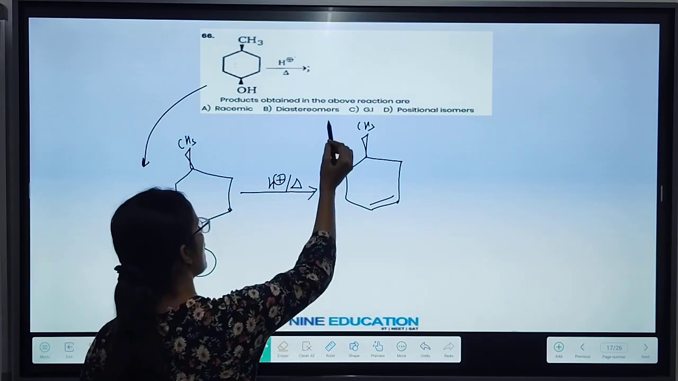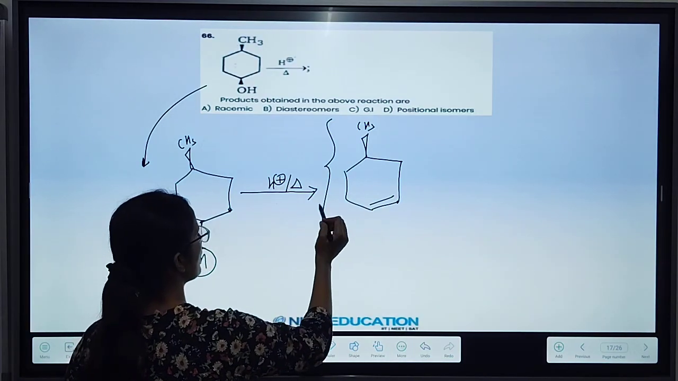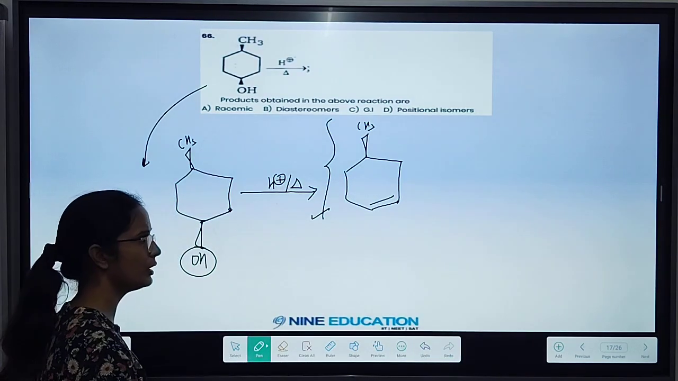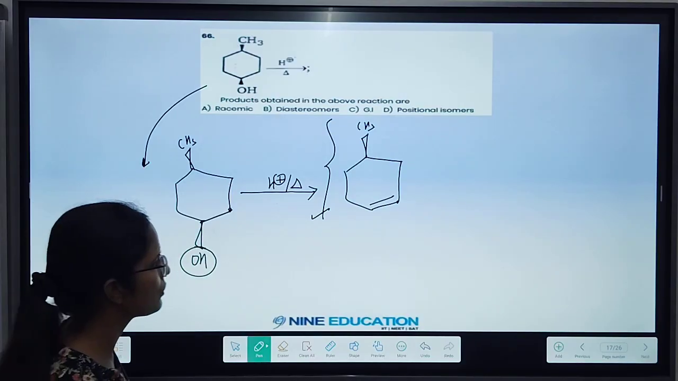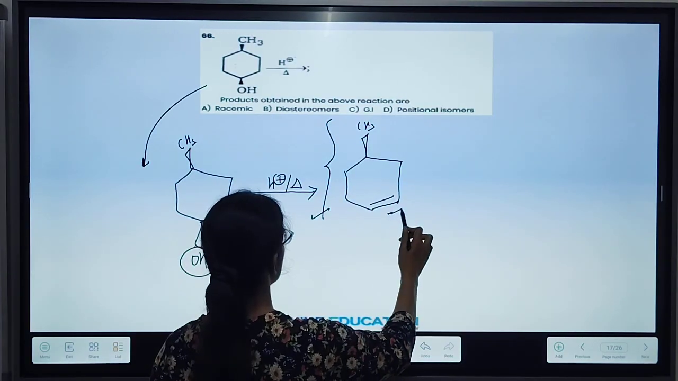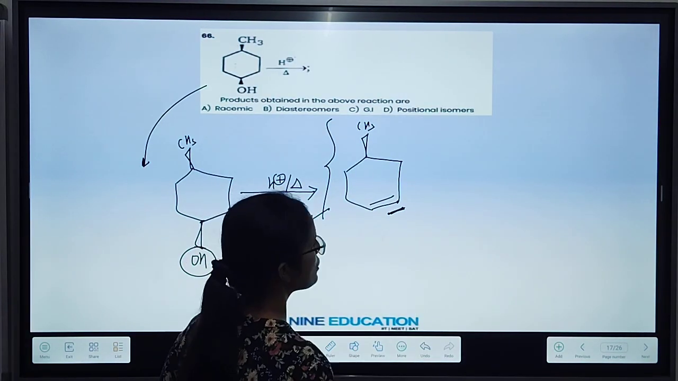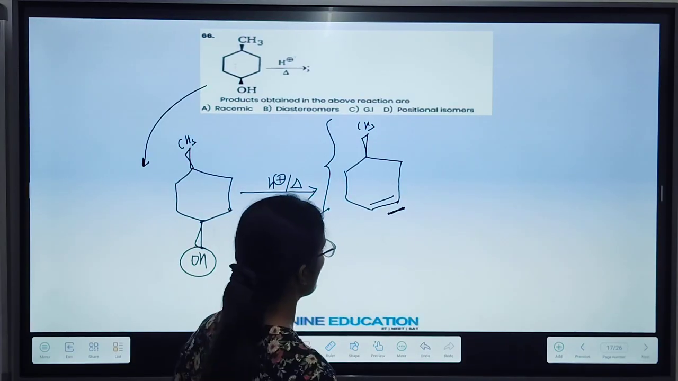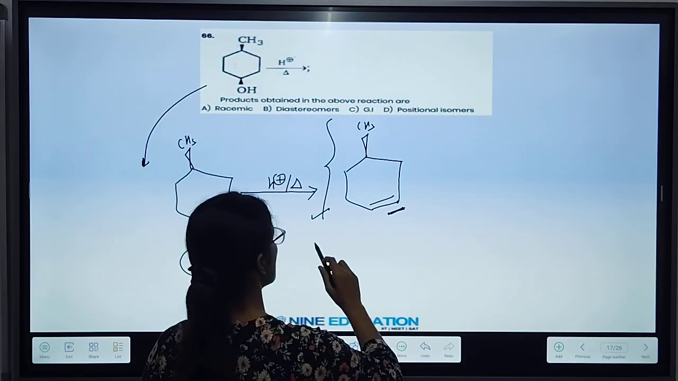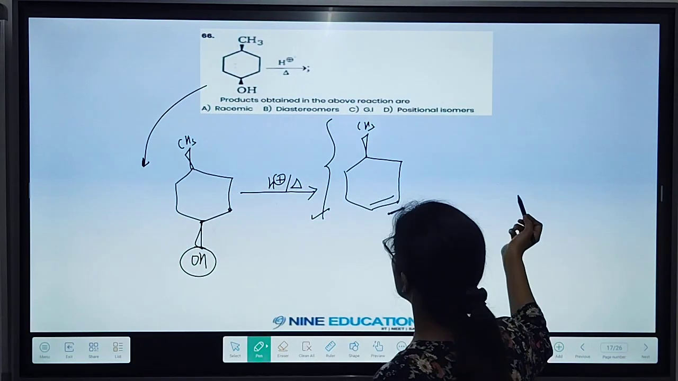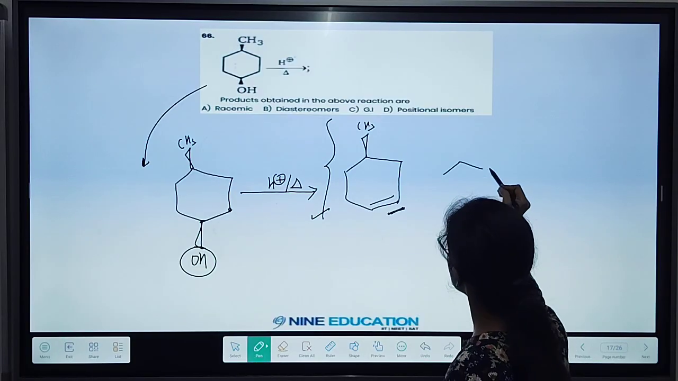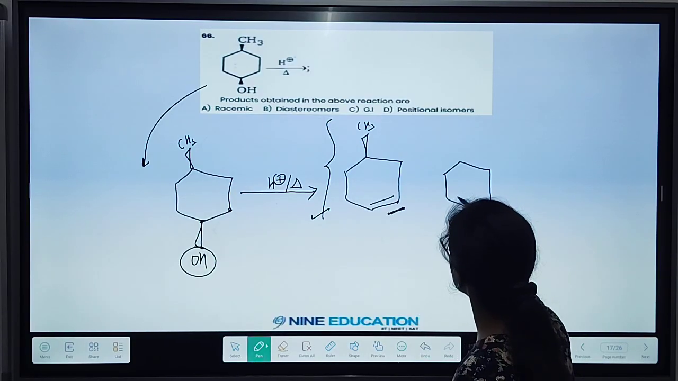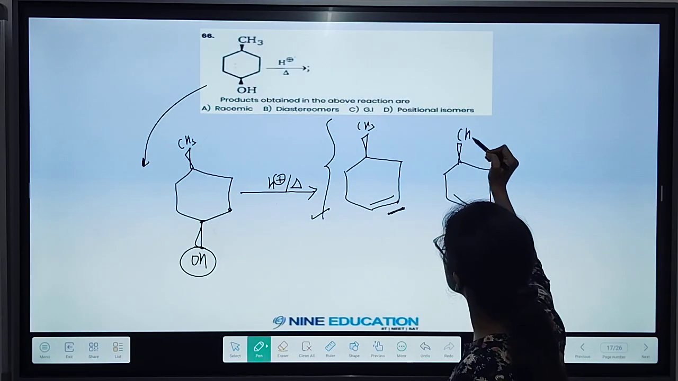Now we need to understand this particular species, right? This particular compound is not having any plane of symmetry or center of symmetry, so it will be optically active, right? And it will be having its own enantiomer, and enantiomer means the non-superimposable mirror image, which will be this only, right? The non-superimposable mirror image of this compound will be this.